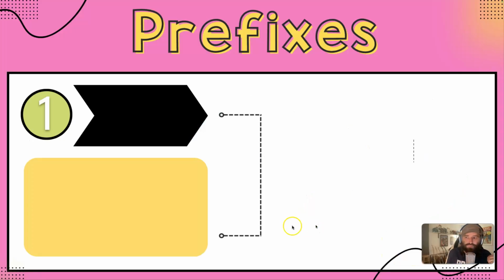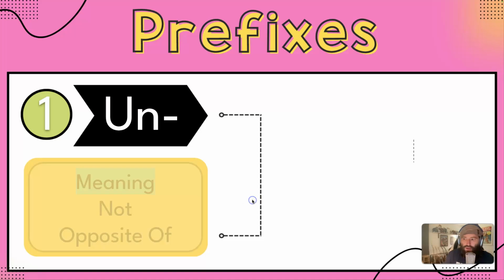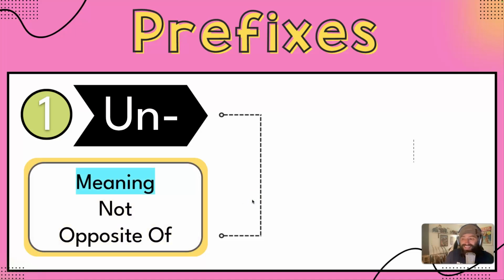So please make sure when you are taking notes, because I'm checking everyone's notes, especially this first week, that you are writing down the definition of the word part, that you are writing down an example of the word part, and then you are writing down what type of word part it is. Is it a prefix, a root, or a suffix? So for this first one, it's a prefix. It is un. You might already know what un means, but un means not, or it means the opposite of.